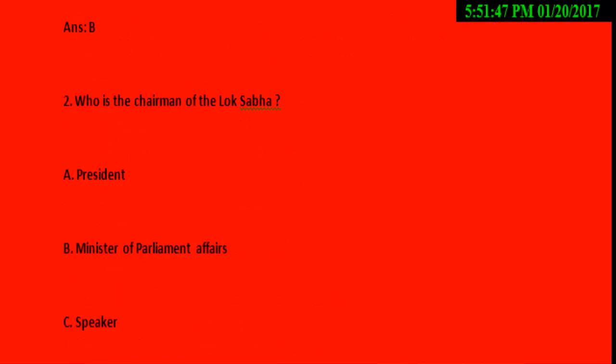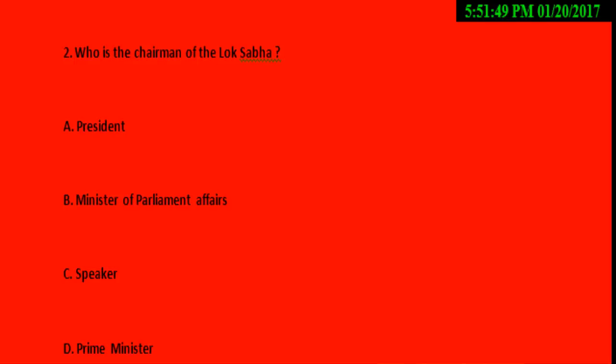So the second question for you is, who is the chairman of the Lok Sabha? First option is President, second Minister of Parliamentary Affairs, third Speaker, fourth Prime Minister. So your answer is Speaker. Next question is, which one of the following articles empowers the President to appoint the Prime Minister of India? Article 73, Article 75, Article 76 or Article 77? So your answer is B, Article 75.